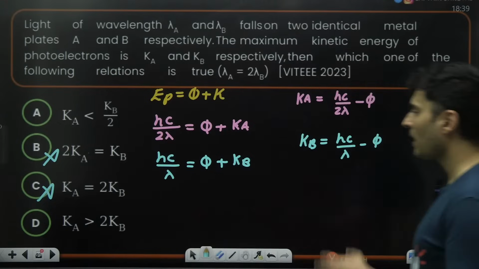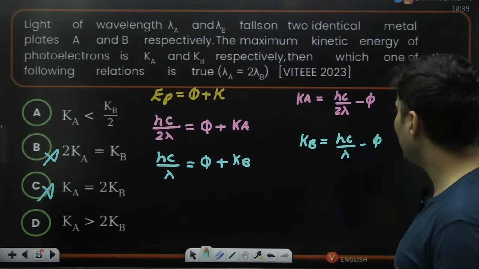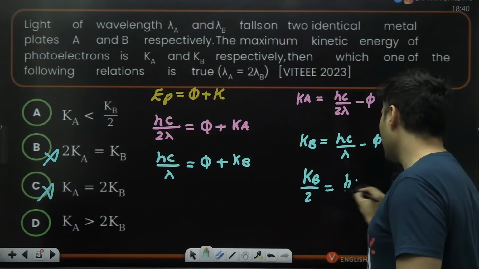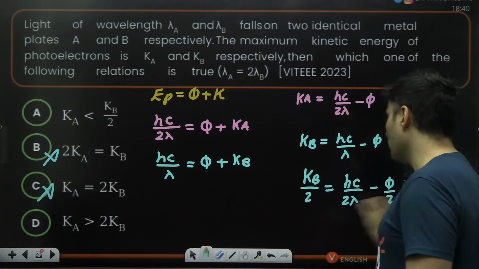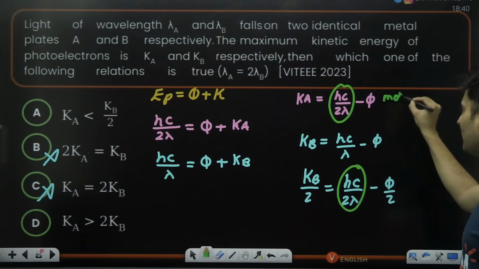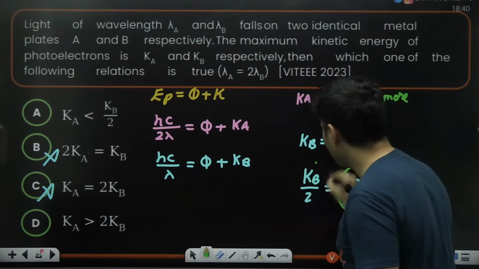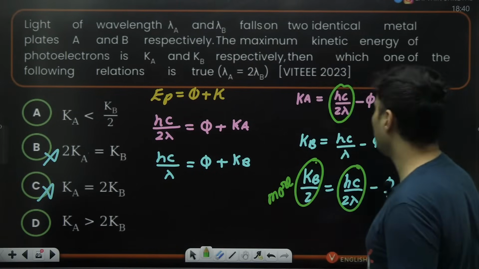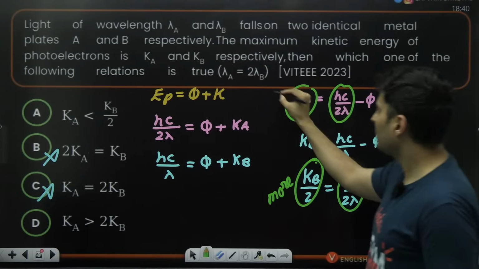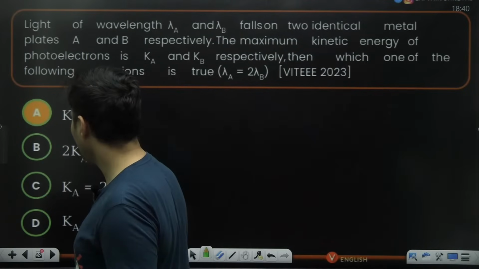It is directly seen. Now who is more and who is less? That is the only thing. So KA is less than KB by 2. If I do KB by 2, let's see what we get. KB by 2 is hc by 2 lambda minus phi by 2. As you can notice, this term is same, but phi is more as compared to phi by 2, which is less. If you take away a lesser quantity, this number will be more. You are subtracting a smaller number here, and there you are subtracting a bigger number from it. So obviously this will be less. So KA will be less than KB by 2, which is obviously option A. So option A is the right answer.